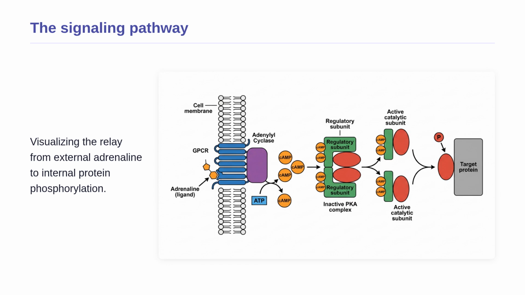These cyclic AMP molecules then travel to the inactive protein kinase A complex in the center. You can clearly see how the binding of cyclic AMP causes the regulatory subunits to detach, freeing the blue catalytic subunits. Finally, on the far right, these active subunits attach a phosphate group to a target protein, executing the cell's final response.